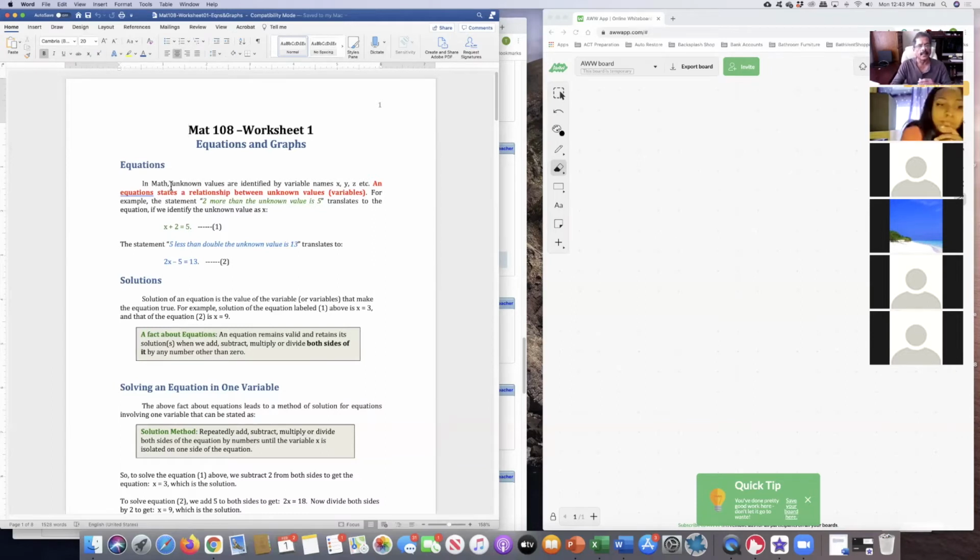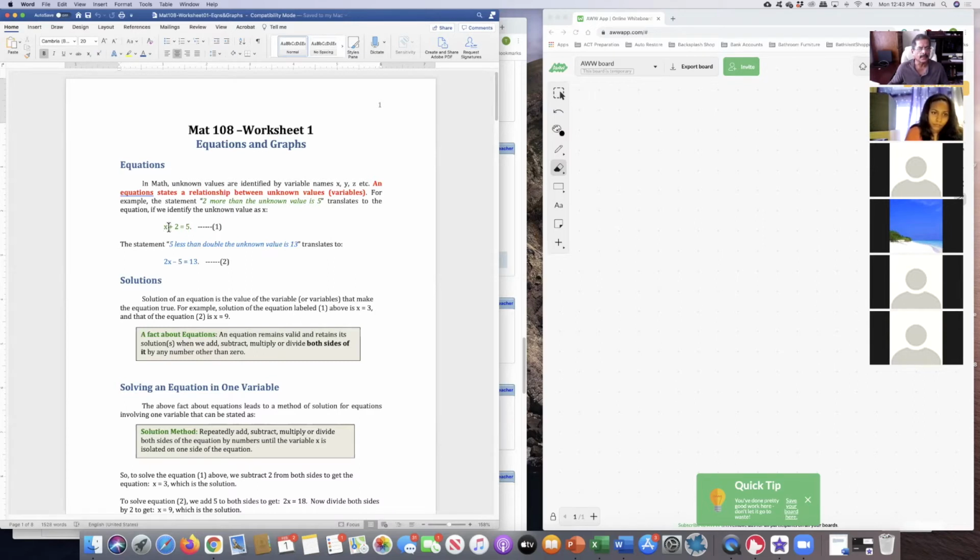So anytime you see an equation with an X in it or Y in it, it means that quantity is the unknown quantity. And the equation basically tells you the relationship between the unknown quantity and other quantities. So an equation is a relationship between unknown values, or unknown values and known values. So here is one equation.